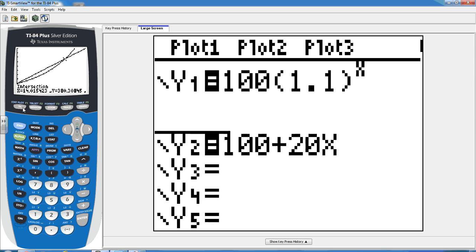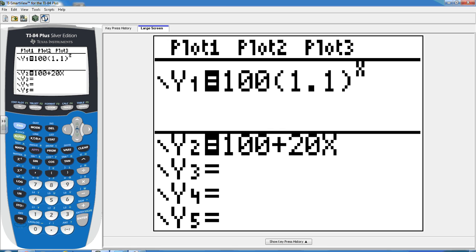Remember, if you turn on your stat plots, if these are turned on, your calculator might not graph correctly. So please turn those off before graphing. Make sure those are all not highlighted.